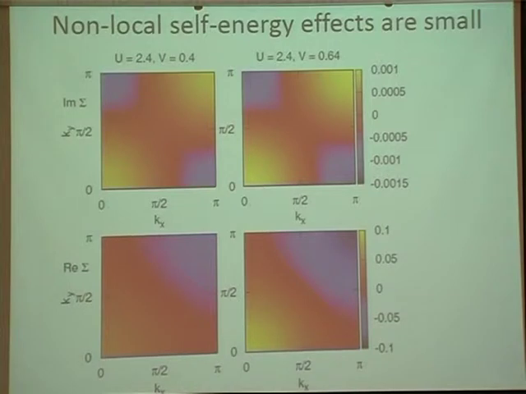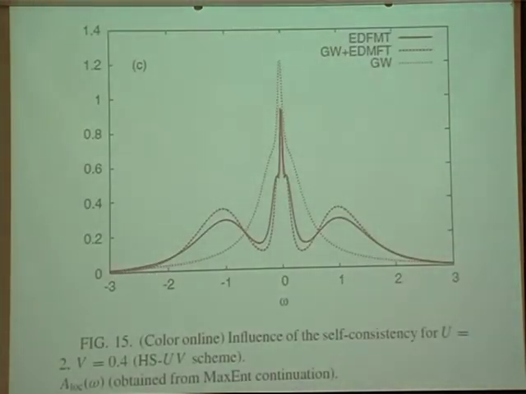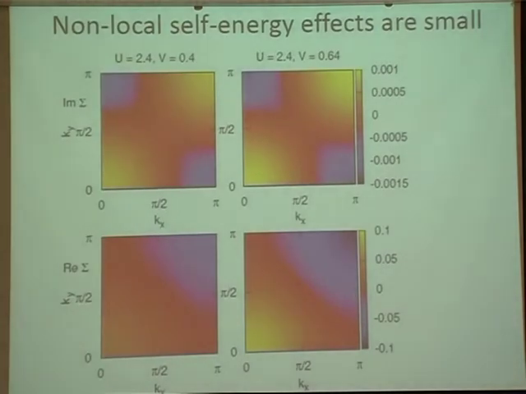You mean by non-local, you treat the V as a GV, basically? GW, but the W is screened in the charge channel only. Yeah, exactly. Okay.